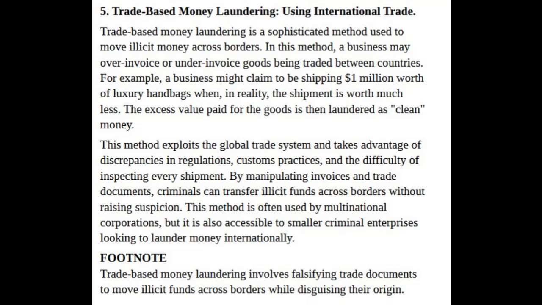This method exploits the global trade system and takes advantage of discrepancies in regulations, customs practices, and the difficulty of inspecting every shipment. By manipulating invoices and trade documents, criminals can transfer illicit funds across borders without raising suspicion. This method is often used by multinational corporations, but it is also accessible to smaller criminal enterprises looking to launder money internationally. Footnote: trade-based money laundering involves falsifying trade documents to move illicit funds across borders while disguising their origin.